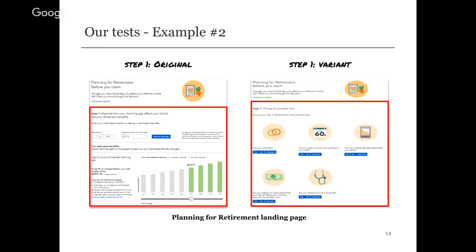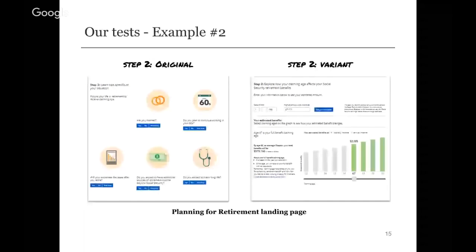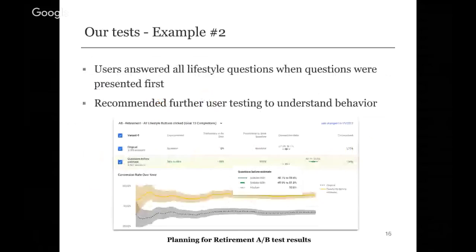So in step 1, we had the date, but for the variant, we swapped that to lifestyle questions. And then in step 2, the original, which was the lifestyle questions, for the variant, it became entering your date and getting that sliding bar scale. What were the results? Well, when we swapped the steps, we did not actually see users selecting a higher retirement age, which of course was our primary goal.